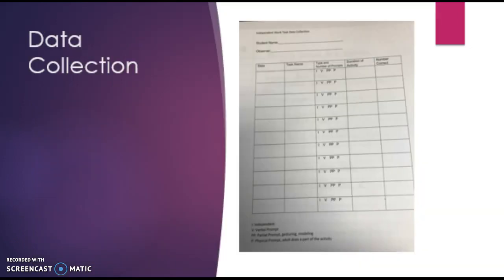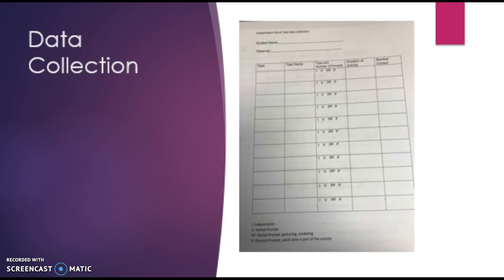This is the paper that I would use to collect data. Up at the top it says student name and the observer. In the columns it has date, the task name, the times and number of prompts, the duration of activity, and the number correct. In the prompts I have them labeled as different types of prompts.